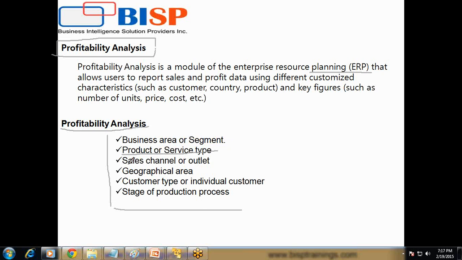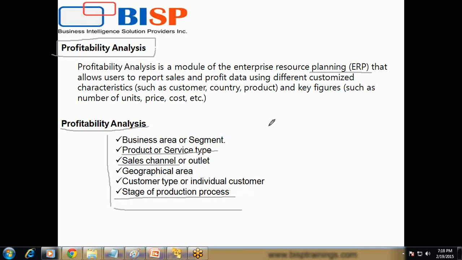In addition to this, what are the different channels? I may have different sales channels. Maybe I'm selling my product through online stores. I have an online store, whereas I've also got a physical outlet, and one is more profitable to me. It may be possible a physical outlet is making more sales, but they are not profitable, right? We also like to see which geographical area is more profitable to me, which customer segment, and which stage of the production process is more profitable to me.